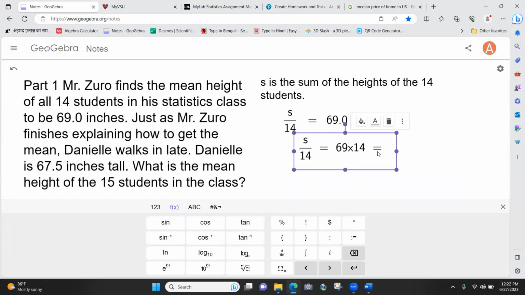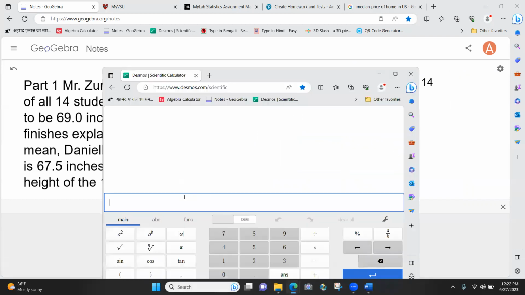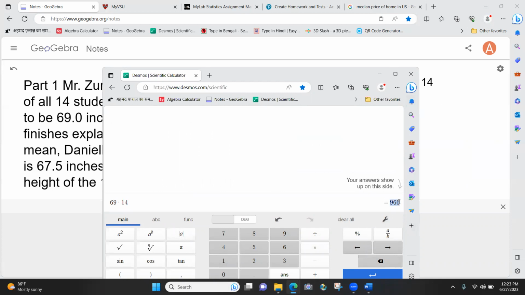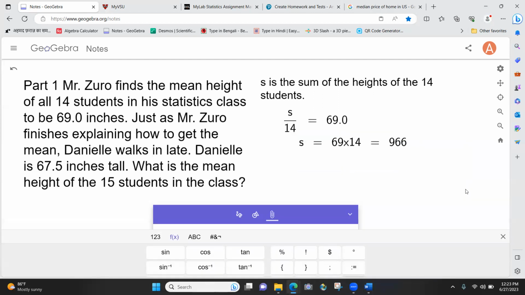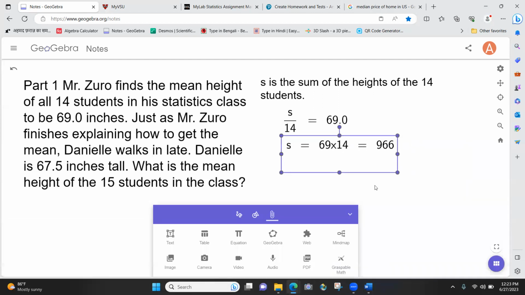And what do I get? I will use my calculator. 69 times 14. I'm getting 966. Now, Danielle walks in and she's 67.5. What is the new sum?